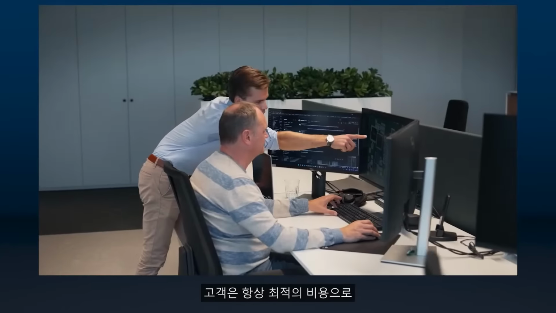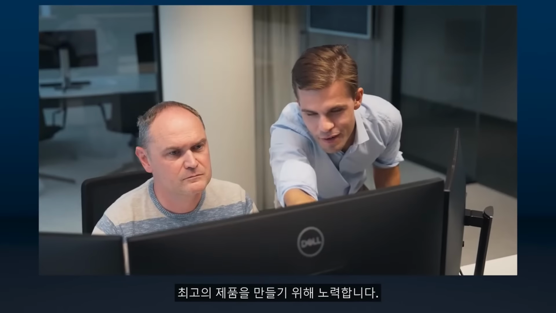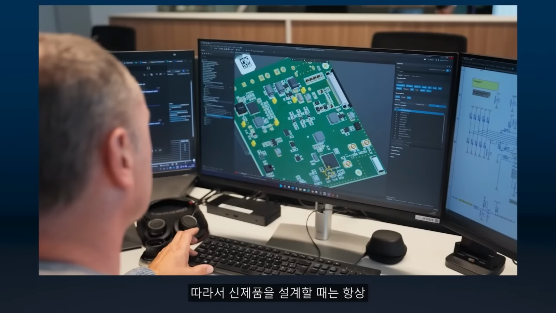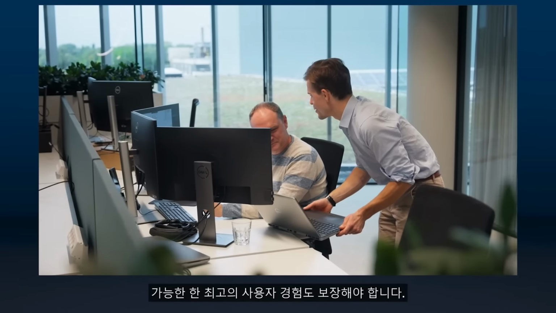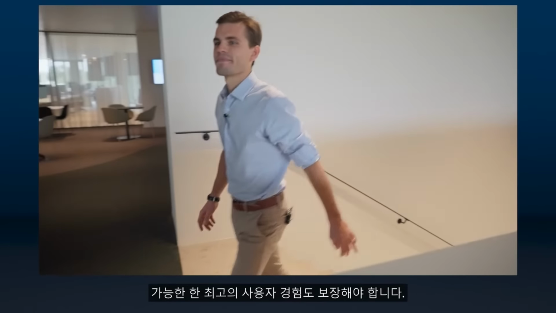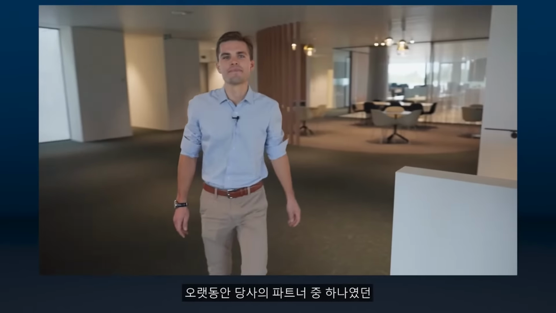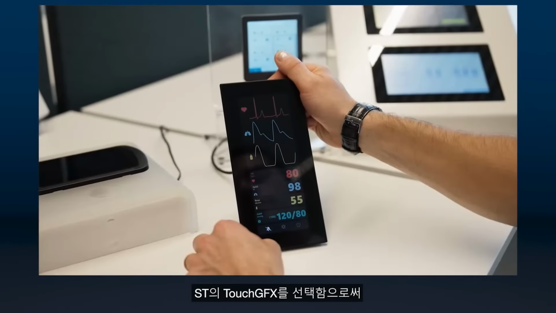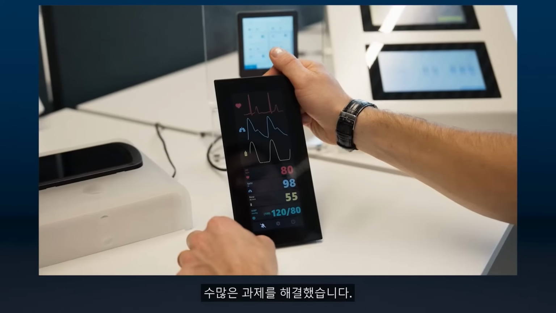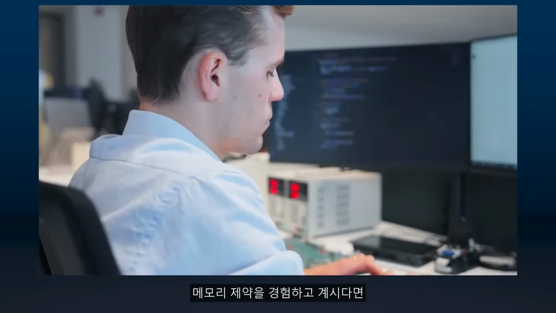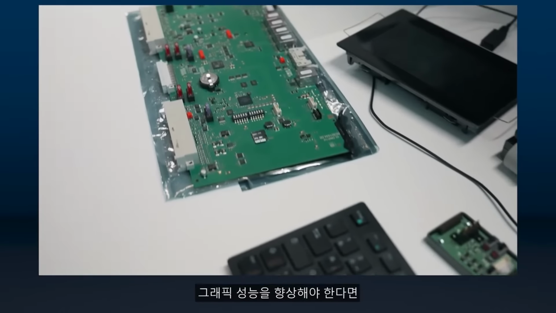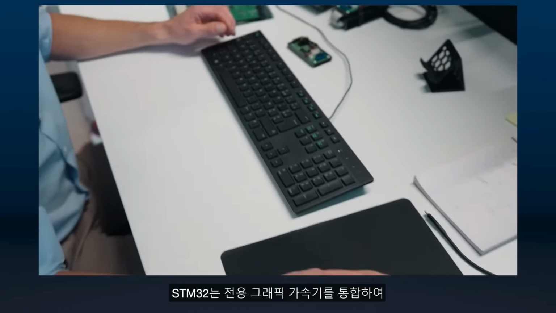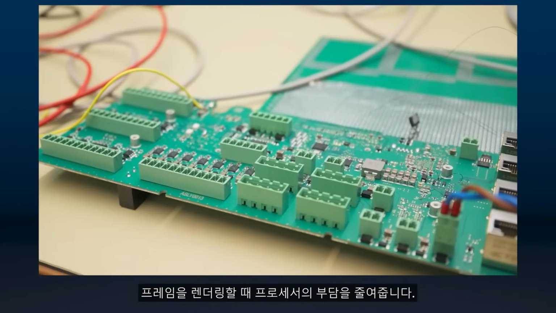Our customers always strive to create the best product at the best cost. Therefore, when designing a new product, we always work with this price-performance trade-off, while also ensuring the best possible user experience. By choosing TouchGFX of ST, one of our partners for many years, many of our challenges have been solved. Are you facing memory constraints? TouchGFX brings image compression. Do you need higher graphical performance? The STM32 integrates dedicated graphical accelerators to offload the processor in the rendering of the frames.